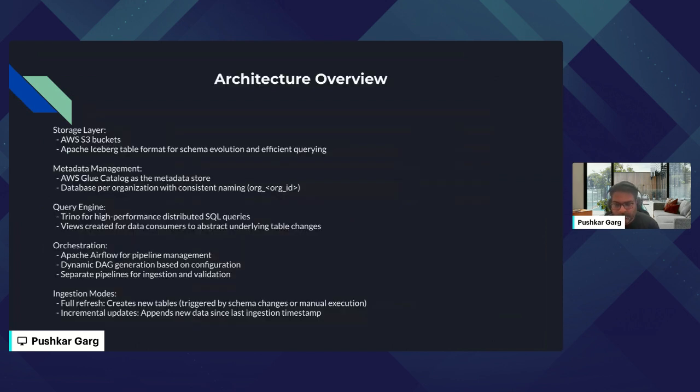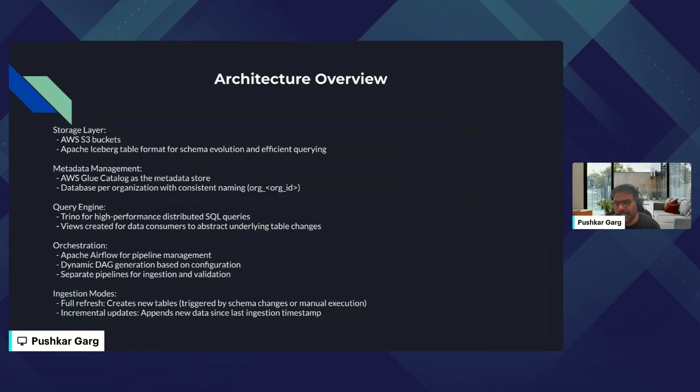In terms of going over some more details about the architecture, we use S3 for the storage layer. We use Apache Iceberg, like I said, as a table format to support schema evolution and efficient querying. We use AWS Glue as the metadata store. And then what we've done is we create one database per org. That helps us with the lifecycle management of the data, and also keeps the data lake as a multi-tenant store, but also isolated across different orgs.